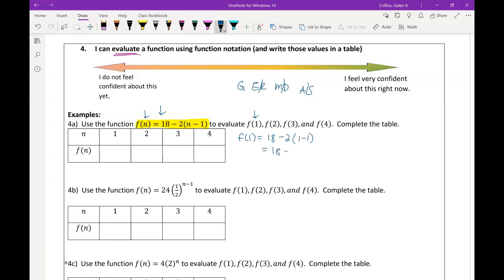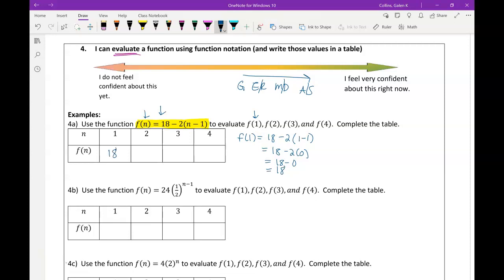I'm going to subtract. So that becomes 18 minus 2 times 0. And then don't forget, I multiply before I divide. So when I'm evaluating, I'm moving this way through the order of operations. So that becomes 18 minus 0, which is just plain old 18. All right, so I get 18 for that first term.